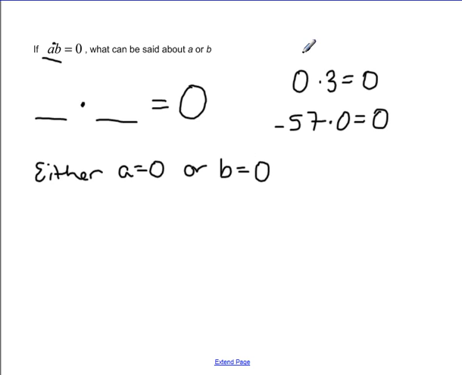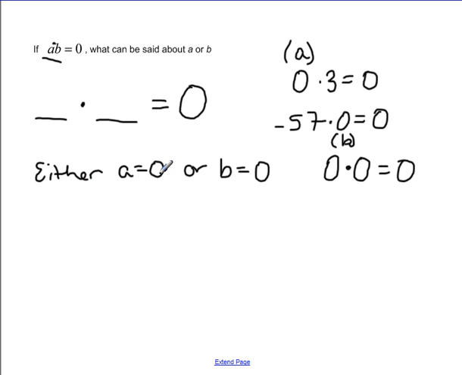Here we looked at A being 0. Here in this example, we put a 0 in for the first number. Here we put a 0 in for the second number, so we put that one in for B. Are there any other ways that if I have 0 times just some number, or some number times 0, I can end up with 0? There's one last possibility, right? It could be that they're both equal to 0, because certainly 0 times 0 also equals 0.